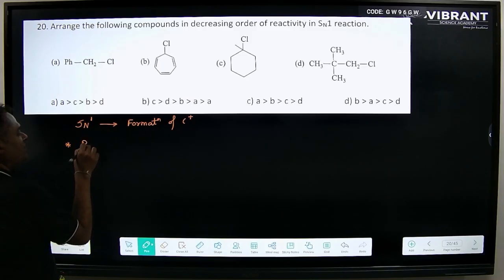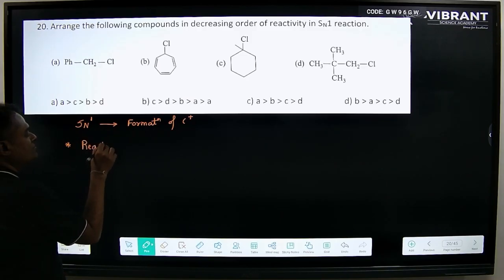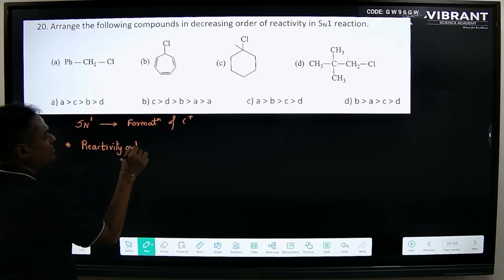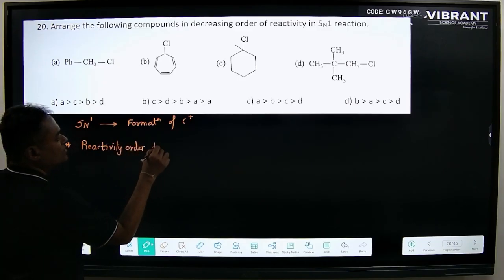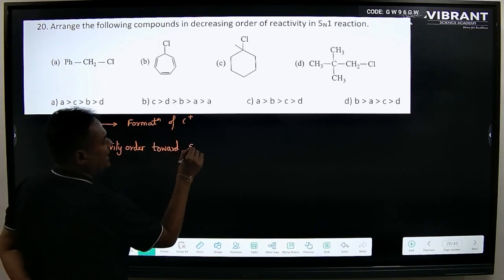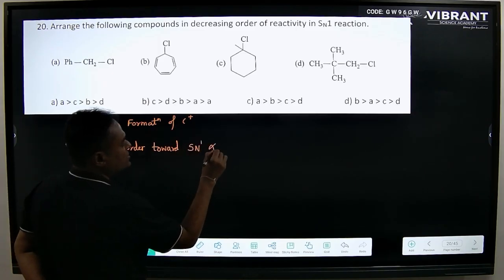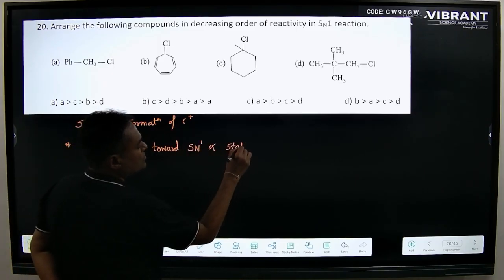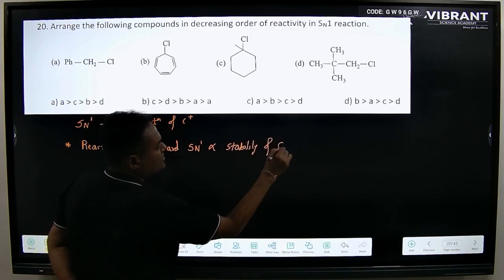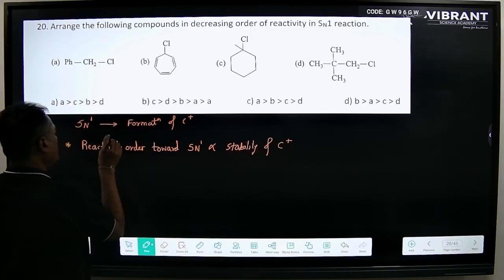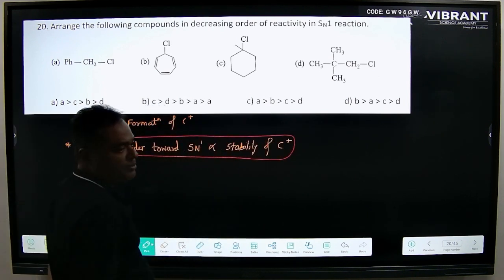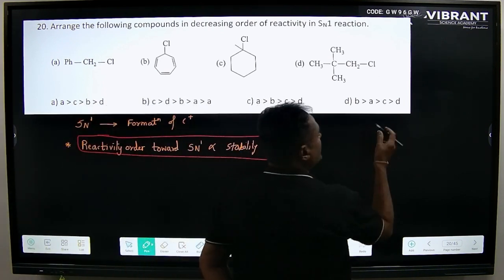And what is the second important point? Your reactivity order towards SN1 is directly proportional to the stability of C plus. So now we just need to find one thing: which carbocation is more stable, that will be more reactive.